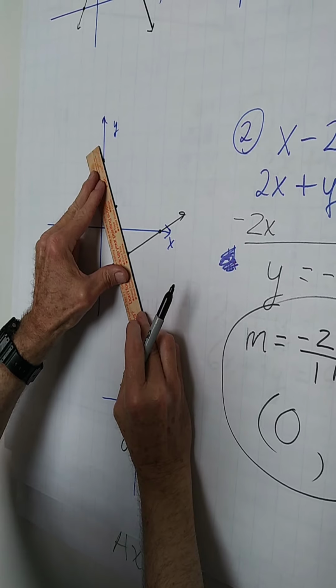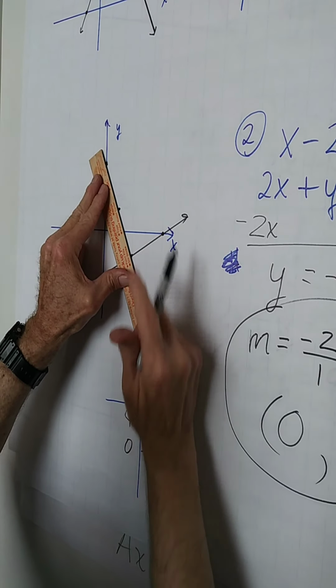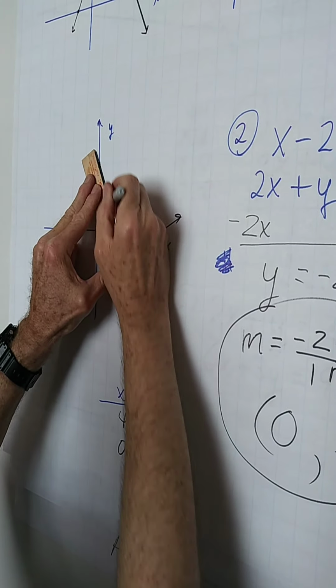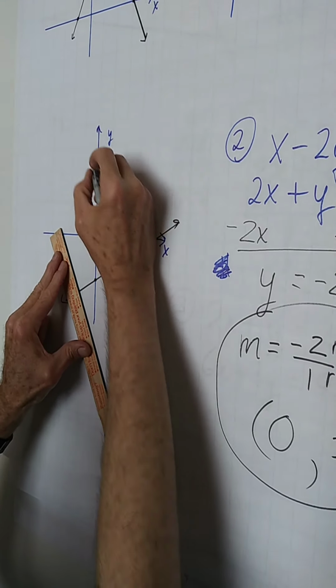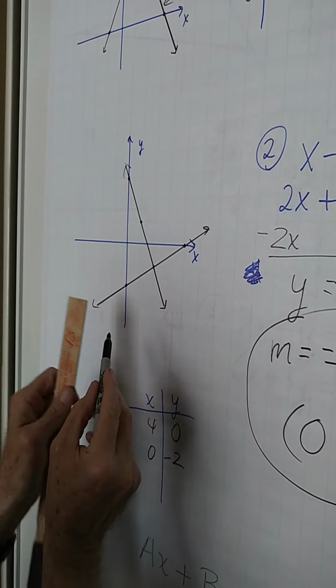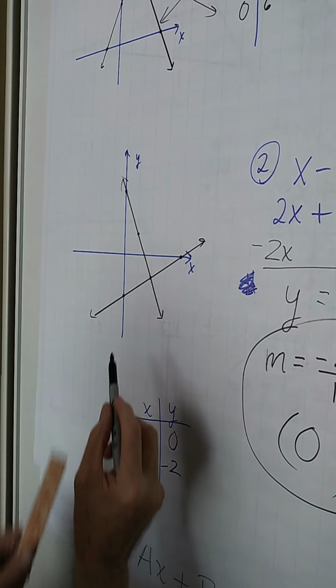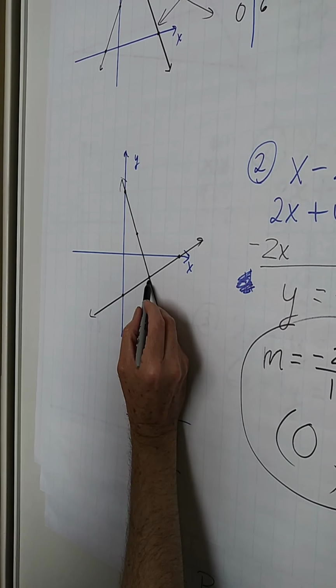Line those puppies up. Connect. Make sure it goes through. Put arrows on each end. You have graphed both equations on the same coordinate plane. Now we identify the solution.